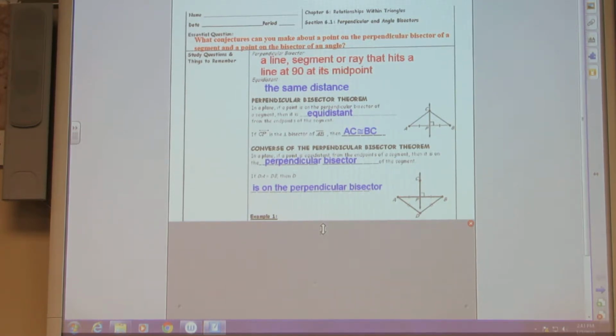The converse of this is also true. So if you know that you're on the perpendicular bisector, then that line is going to go through a point that is equidistant from the two things. So AB again is the perpendicular bisector is CP. That line, even though I can't see it on the picture, is going to hit point D. Right? And I know that because AD and BD are congruent.